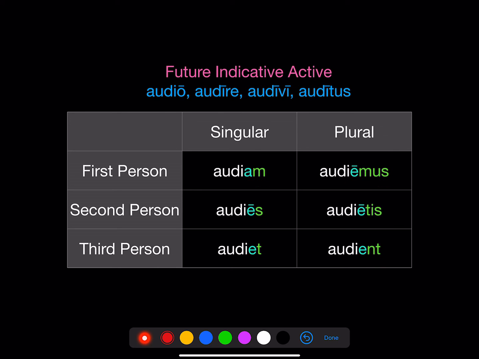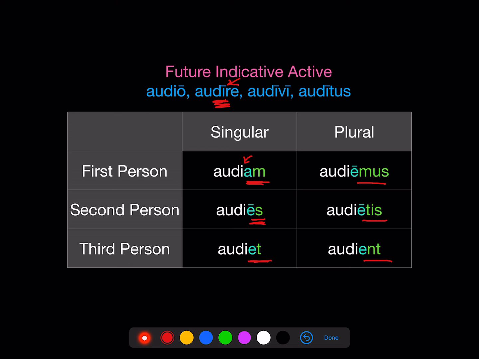Let's look at the fourth conjugation. It's exactly the same, right? But that long I sticks around as a short I. Okay, so audiam, audies, audiet.